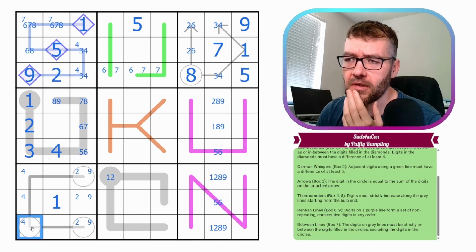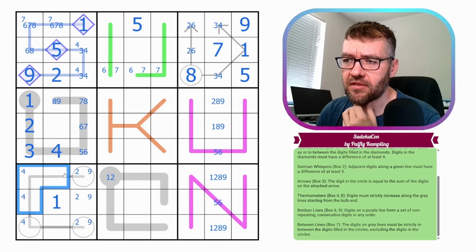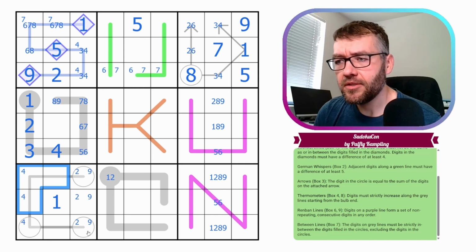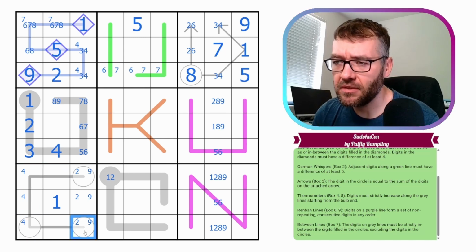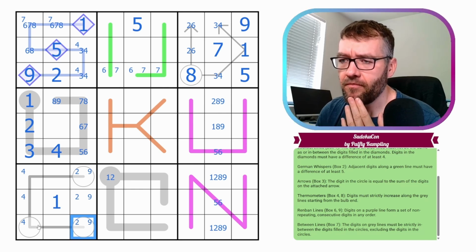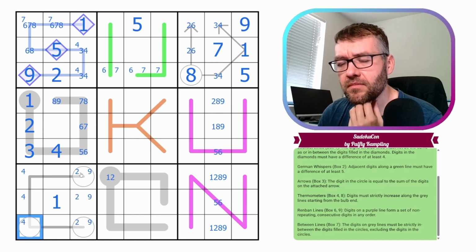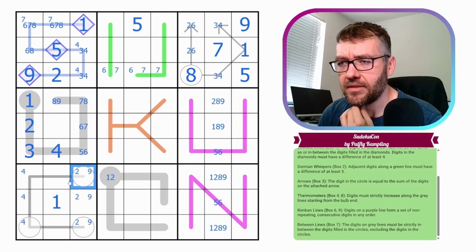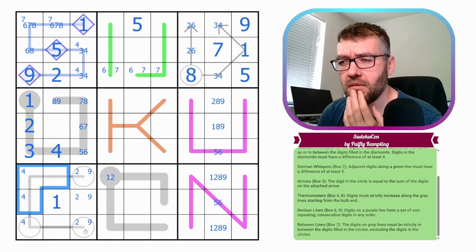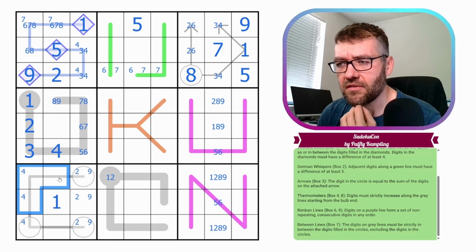Anyway, back to this 4. If this is a 4, this would have to at least be an 8, and this would have to be 5, 6, 7 in here. And then this would have to be a 2. Yeah, if this is a 4, this would have to be a 2, I think, right? Or does it? If this was 4 and this was 8, this would be 5, 6, 7. If this is a 4, I think this would have to be a 2. If this was 8, this would be 5, 6, 7.